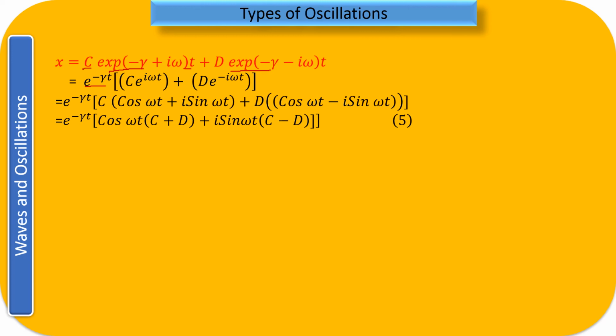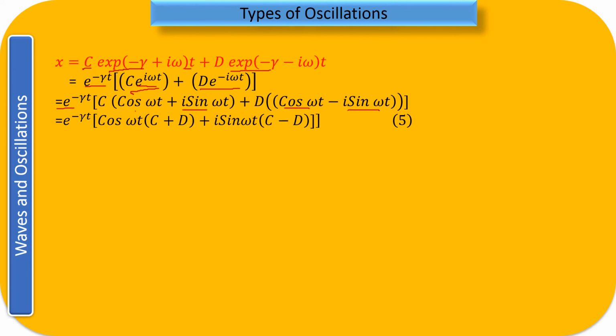C exponential I omega t. This is left: C exponential I omega t plus D exponential minus I omega t, right? So this is what is left out. So e power minus gamma t, and this is your Euler formula, e power I theta, which, if you remember from the phasor complex relationship I had shown you, is given by cos omega t plus I sin omega t. So e power I omega t is cos omega t plus I sin omega t, and similarly e power minus I omega t, what can I write, cos omega t minus I sin omega t, right?